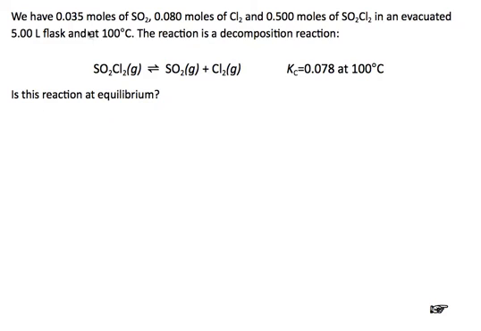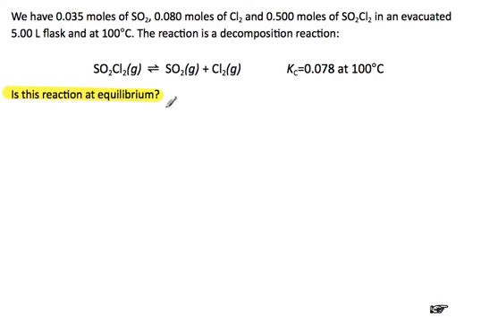Okay, so here's our example. We have 0.035 moles of SO2, 0.080 moles of Cl2, and 0.0500 moles of SO2Cl2 in an evacuated 5-liter flask. So the reaction is a decomposition reaction. There it is, SO2Cl2 decomposing into SO2 and Cl2. That is balanced as written, and the question is, is this reaction at equilibrium?